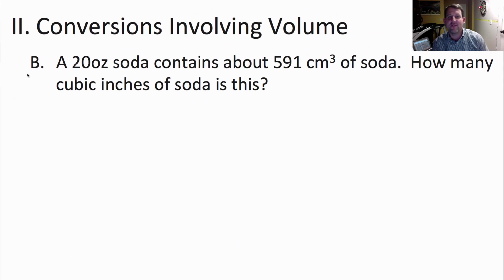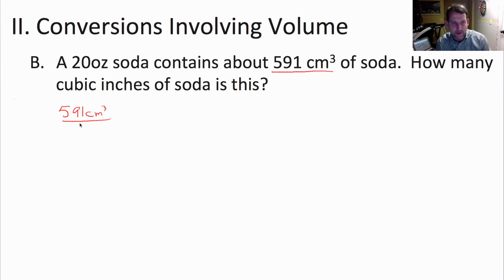So let's do a quick example. Here's an example of a conversion involving volume. A 20-ounce soda contains about 591 cubic centimeters of soda. So again, a cubic centimeter is 1 centimeter on all sides. And it's crazy to think that a 20-ounce soda has 591 of those inside there, but it really does. And we want to know how many cubic inches of soda this is. All right, so let's take a look. We start just like we do anything else.